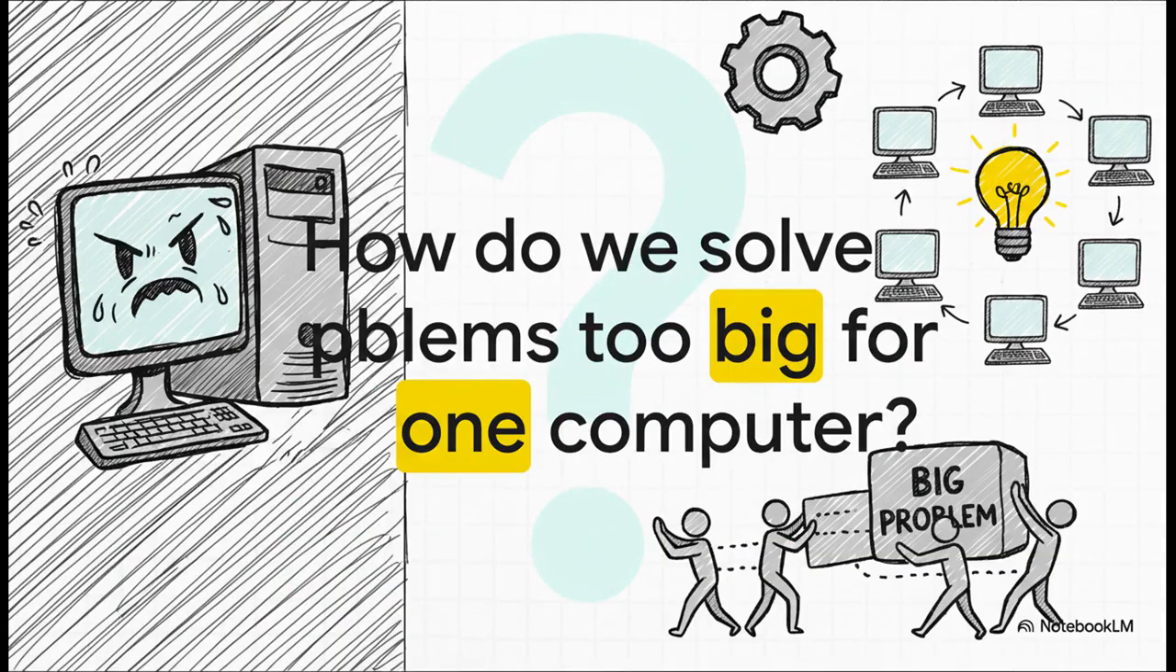I mean, this is the fundamental question, right? It's what drives the entire field of high-performance computing. When you've pushed a single machine to its absolute limit and it just can't go any faster, what do you do? You've got to change the whole strategy. The answer, it turns out, isn't about building a faster worker. It's about building a much, much smarter team.